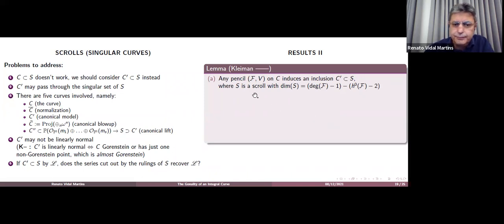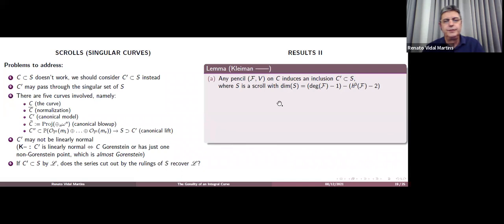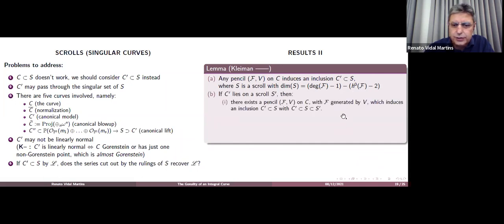Lemma. Given any pencil on C, any pencil F, V on C induces an inclusion C prime on S, where S is a scroll with dimension S, degree of F minus 1, H0 of F minus 2. So here, just pay attention that we are taking a linear series on C to induce an inclusion on the scroll.